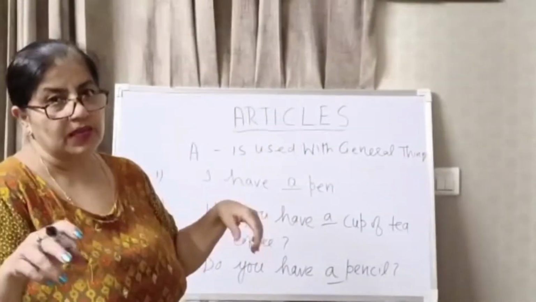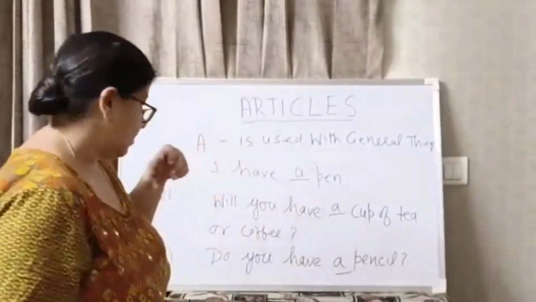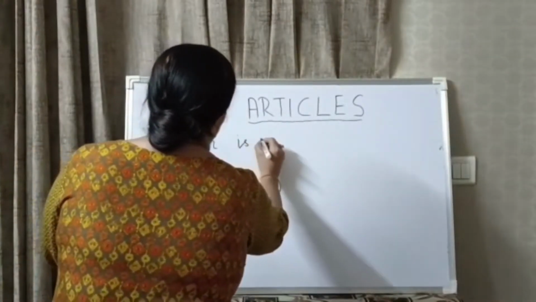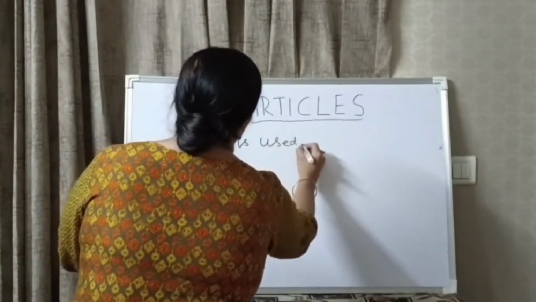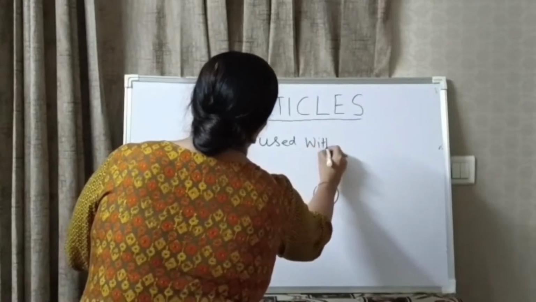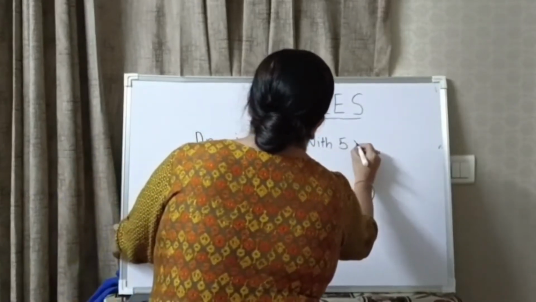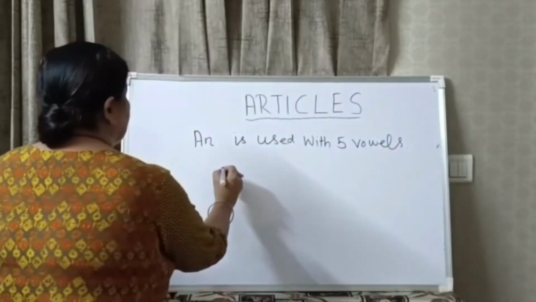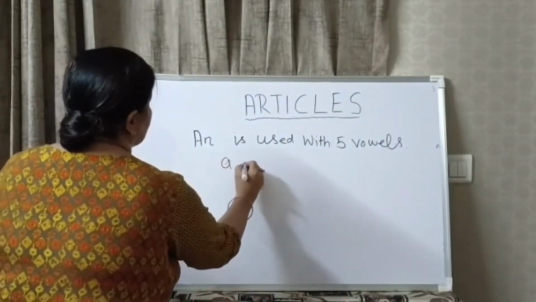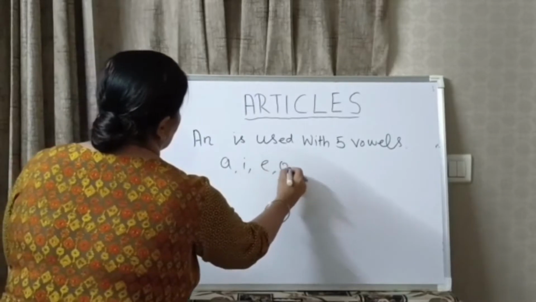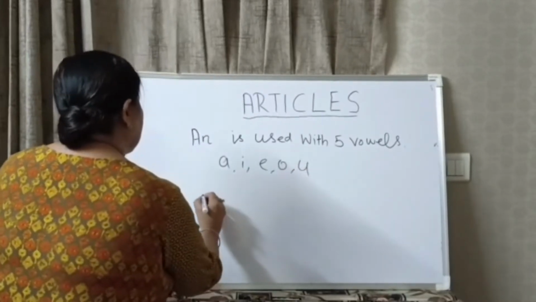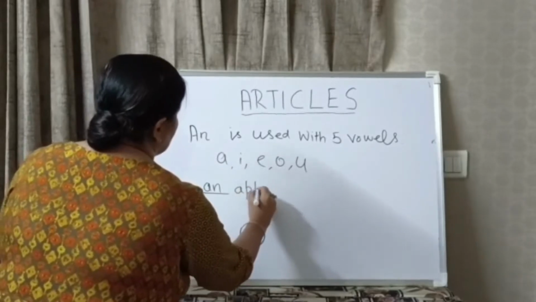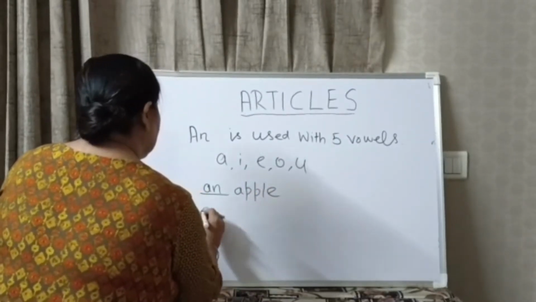Where we will use AN, now we will discuss. AN is used with 5 vowels. I think everyone is aware about the usage of AN. AN 5 vowels हैं कौन से? A, I, E, O, U. Like an apple. I like to eat an apple daily.